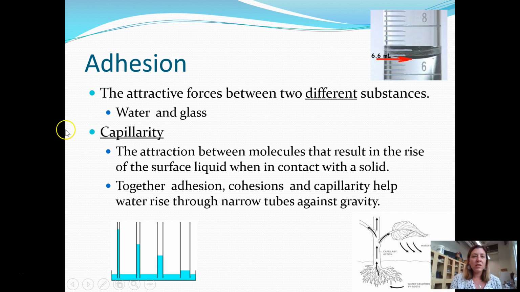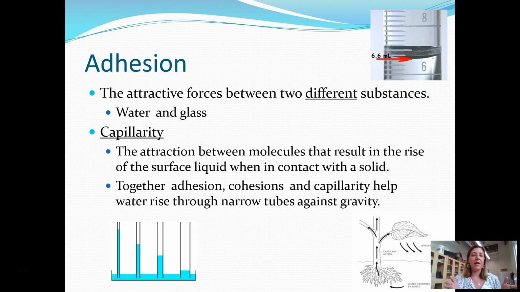So we want to talk about this idea of adhesion, but more specifically capillarity, which is what you have here, which you should put in that blank, capillarity. And this is the definition for capillarity: the attraction between molecules that results in the rise of the surface liquid when in contact with a solid.